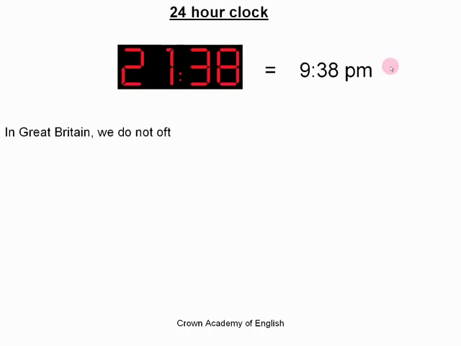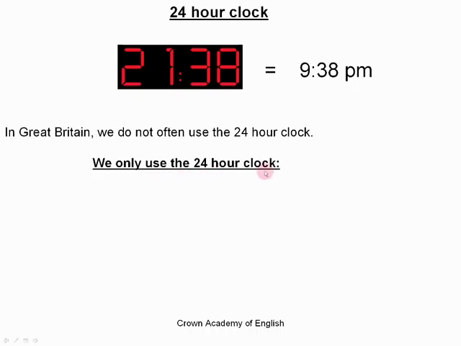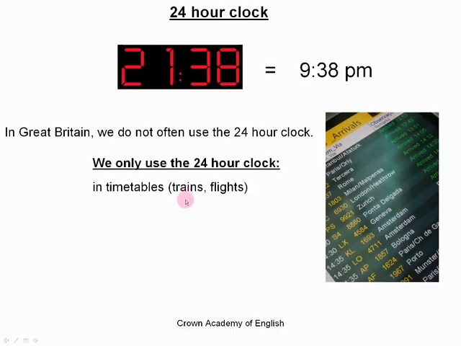But be careful, in England, in Great Britain, we do not often use the 24-hour clock. We do not often use this system. It is very rare. Normal people in everyday life do not use this. All right? We only use the 24-hour clock in timetables. So when you see train times or times of flights, like here, that is one of the only times that we use the 24-hour clock.